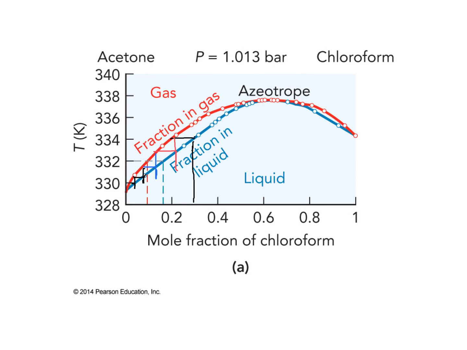But what if my liquid has a composition of 0.6 mole fraction of chloroform? If I heat that mixture up, it will begin to boil at about 337 Kelvin, but my vapor and my liquid are going to have exactly the same mole fraction. So if I condense that vapor, I will be right back where I started from, and I cannot distill a mixture of 0.6 chloroform to reduce the amount of chloroform and increase the amount of acetone, or the other way around. Therefore, an azeotrope cannot be separated by distillation.